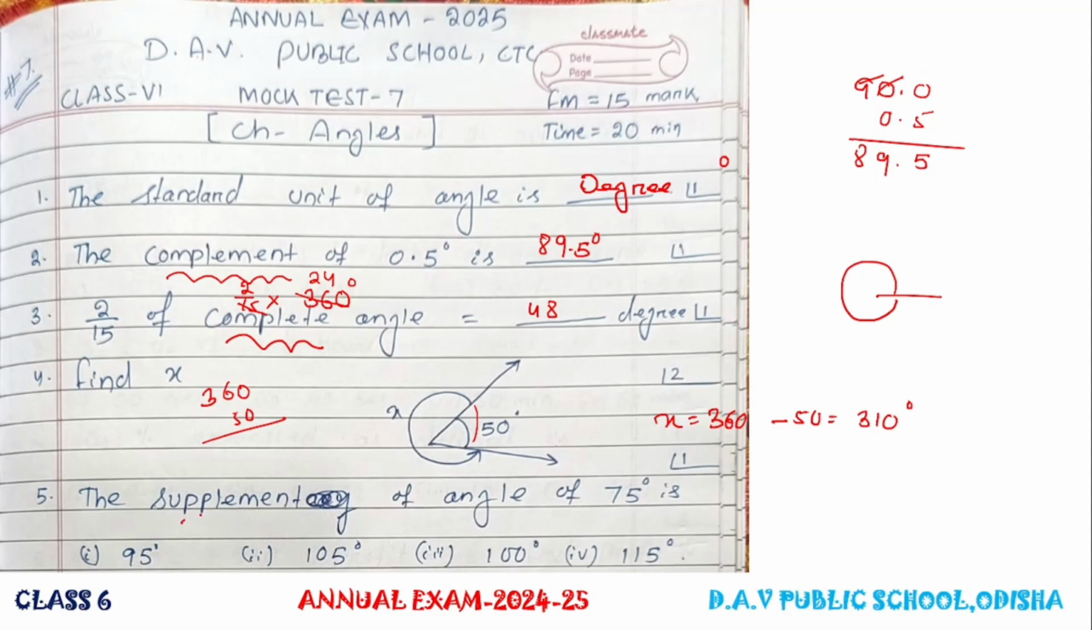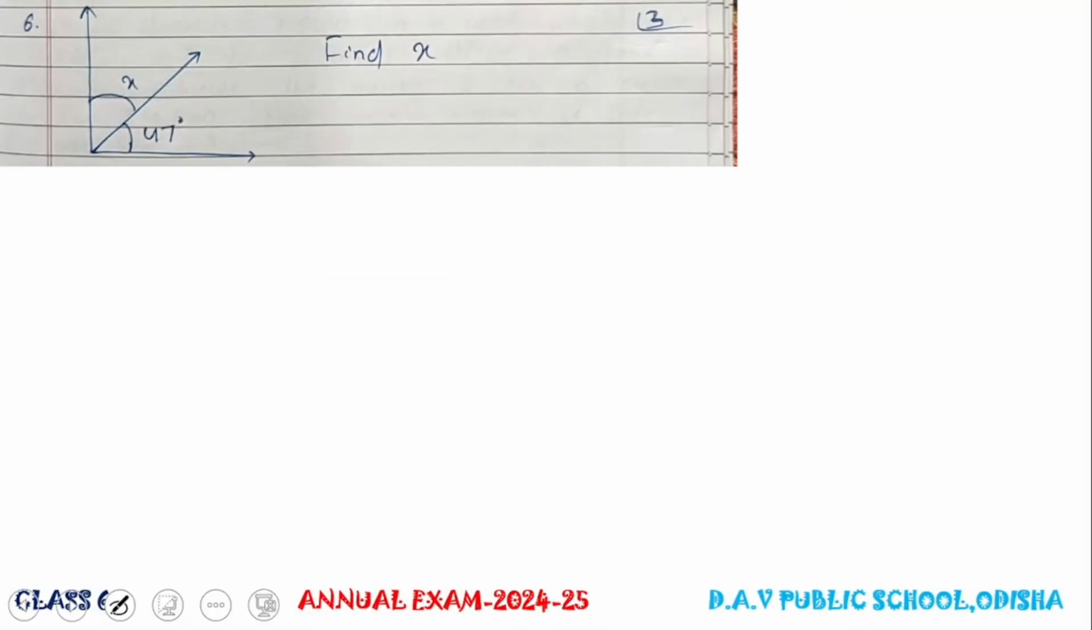Next, the supplement of angle 75. Supplement means the sum of any two angles is equal to 180 degrees, means we subtract from 180 degrees. So 180 degrees minus 75, that is 105. So the answer is 105, option number 2.